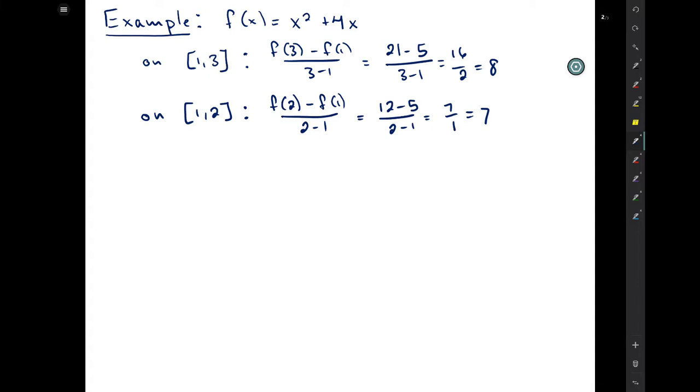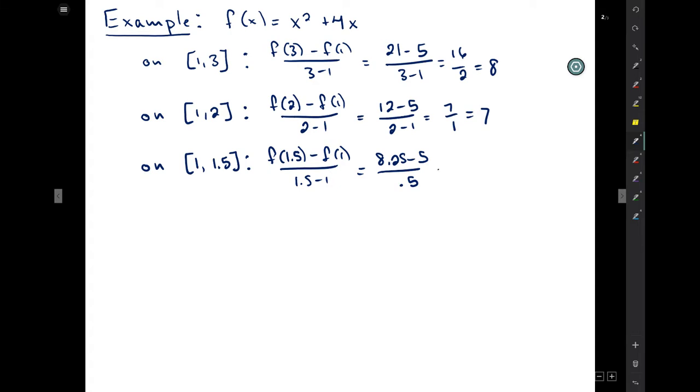Well, what if we bring it a little bit closer? So on the interval from 1 to 1.5. So now my interval is only 0.5 long. So I compute f of 1.5 minus f of 1 divided by 1.5 minus 1. So this is going to end up being 8.25 minus 5 over 0.5. And when I plug that into a calculator, I get 6.5.